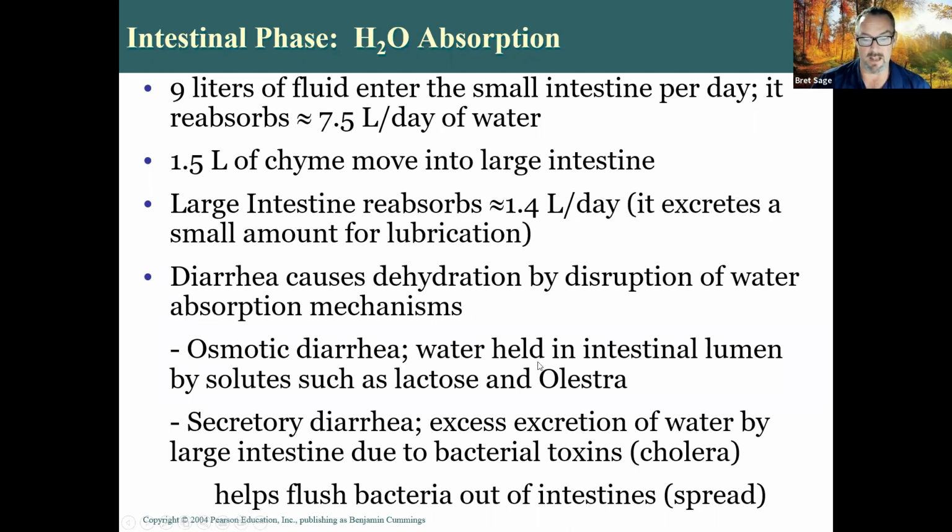So in osmotic diarrhea, water is held in the intestinal lumen by solutes such as lactose. Remember we talked about lactose intolerance, and olestra is a fat substitute that was popular years ago. In secretory diarrhea, there is excess excretion of water by the large intestine due to bacterial toxins. The best example of that is cholera. So cholera bacteria produce these toxins which cause you to not be able to reabsorb the water.